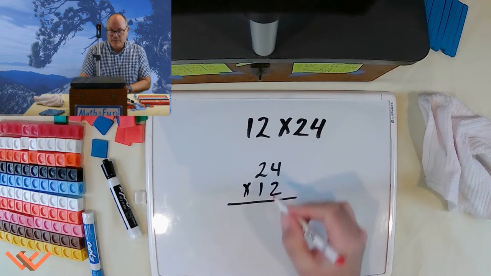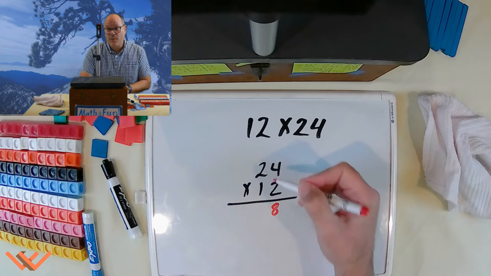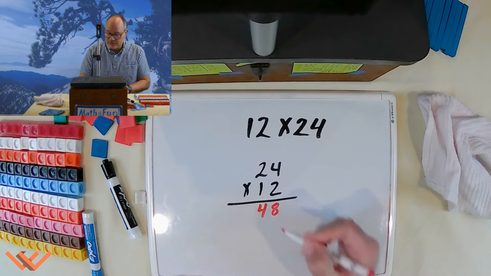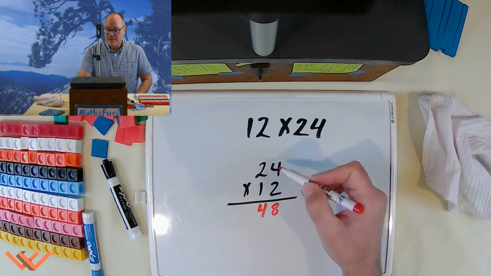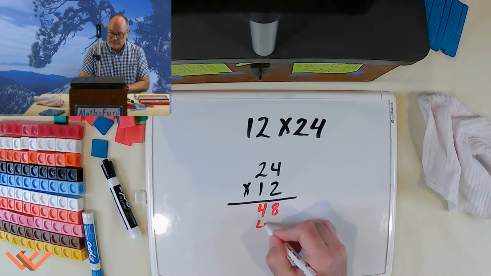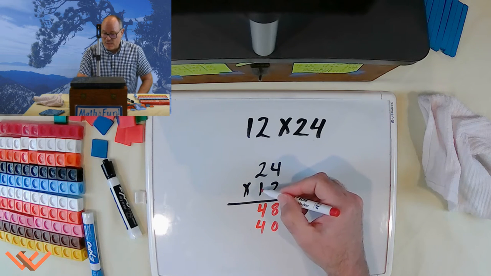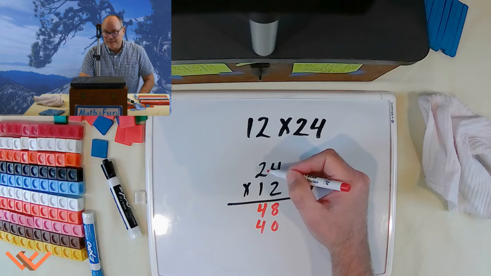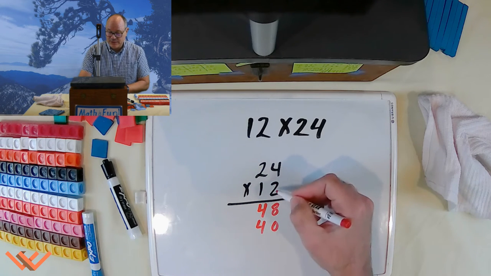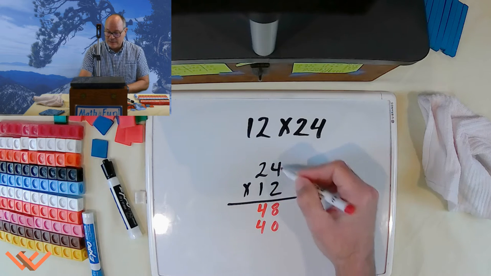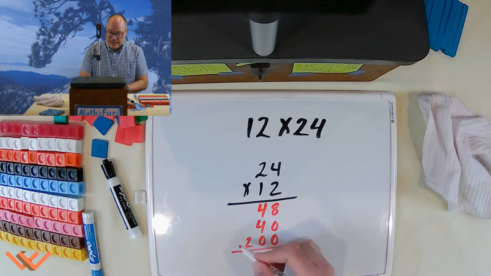So let's do 2 times 4 is 8. 2 times 2 tens is 40, so I put that in the tens column, so that's just 48. 10 times 4 is 40. All right, follow me along. And then 10 times 2 tens is going to be 200, because imagine there's zeros here, so it's 2 and then adding 2 zeros. I want to add all that up.